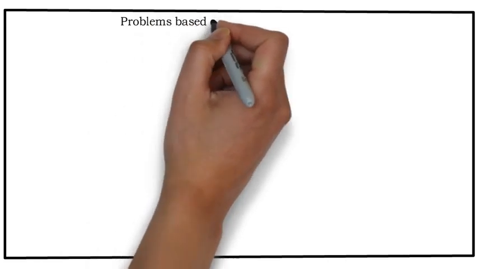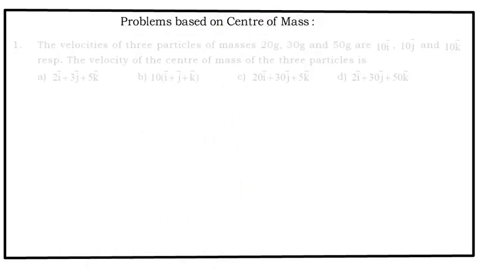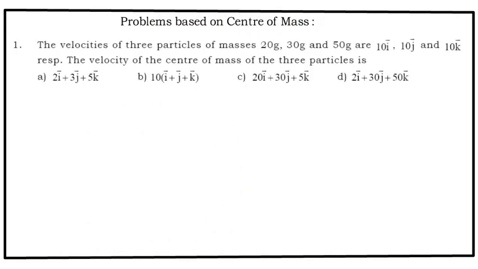Let us see the problem based on center of mass. Now suppose velocities of three particles of masses 20 gram, 30 gram and 50 gram are 10 i cap, 10 j cap and 10 k cap respectively. Then what would be the velocity of a center of mass? Options are right in front of you.